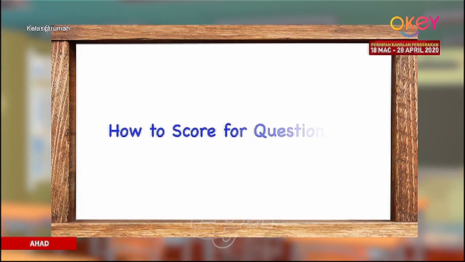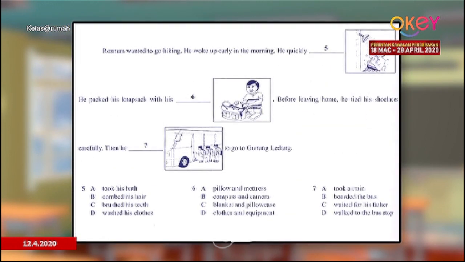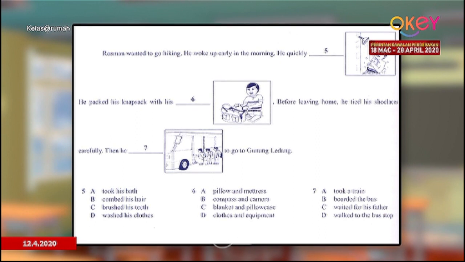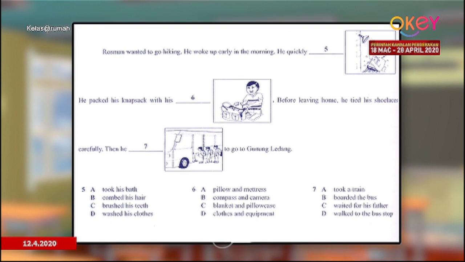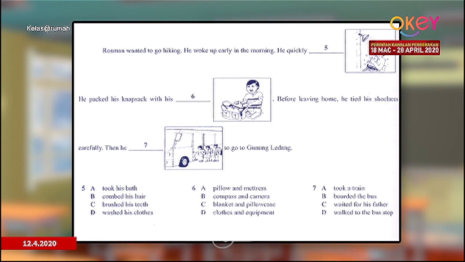How to score for questions 5 to 7. Read and understand the text. For these questions, a short paragraph with pictures is given. Study the text first and get a general idea of what the text is about. For example, let's study this text from 2014. This text is about a boy called Rosman who wanted to go on a hiking trip to Gunung Ledang. So, we can anticipate that the answers must be about him getting ready for the trip.